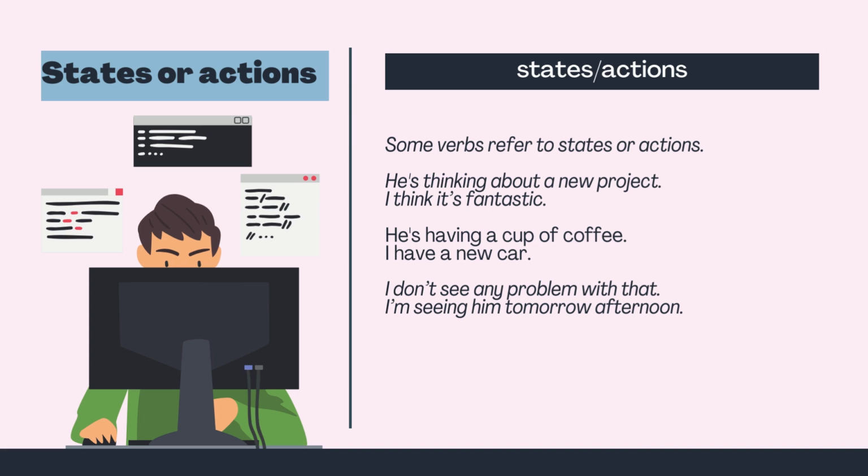I don't see any problem with that. Let's have a look at this verb to see. It expresses someone's opinion, so it is a stative verb. The present simple should be used. And the second example with the verb to see: I'm seeing him tomorrow afternoon, describes an action, which means I'm meeting him tomorrow afternoon.